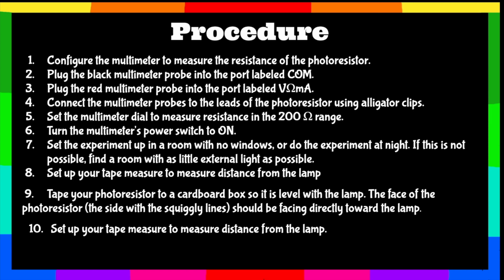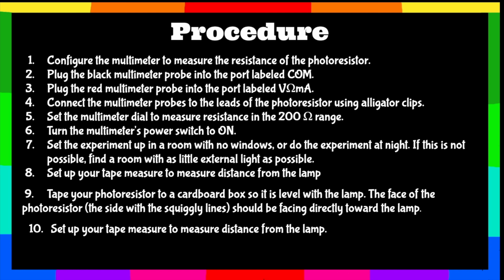To summarize our procedure, we configured the multimeter to measure the photoresistor's resistance. We plugged the black and red multimeter probes into the corresponding ports as well as connected the multimeter probes to the leads of the photoresistor with alligator clips. Following this, we set the multimeter to measure resistance within the 200 ohm range, switched the multimeter on, and set the experiment up in a room without windows to avoid as much external light as possible. We leveled the photoresistor with the lamp and measured the distance from the lamp.